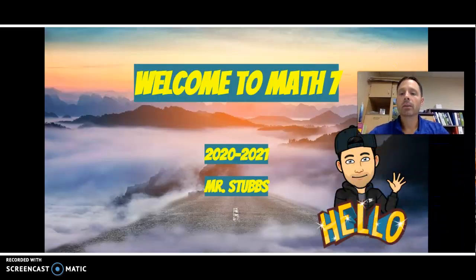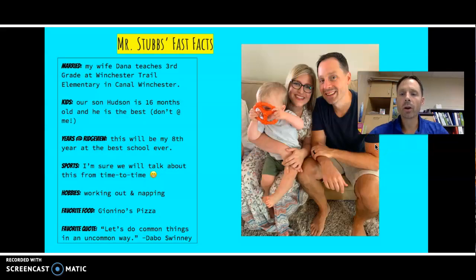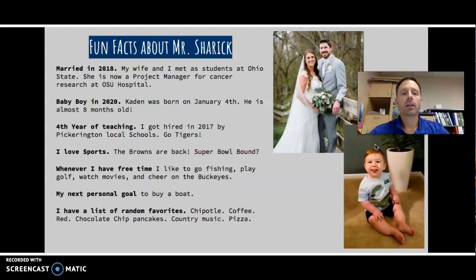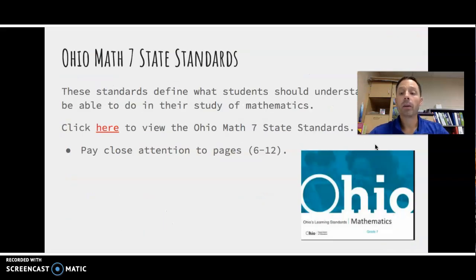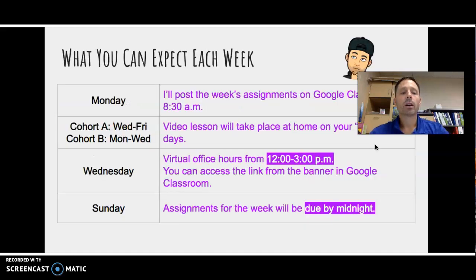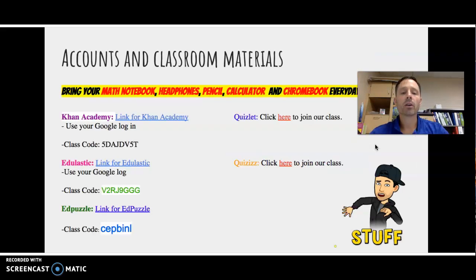So our class syllabus is just a wealth of information about the course. All right, contact information. There's information about Mr. Sherrick, who is my intervention specialist, course objectives. I thought this was pretty cool, the Ohio 7 math standards, pages to pay close attention to. What can you expect each week? When is our office hours? The accounts that need to be ready to go from basically the first day that we start doing actual schoolwork.